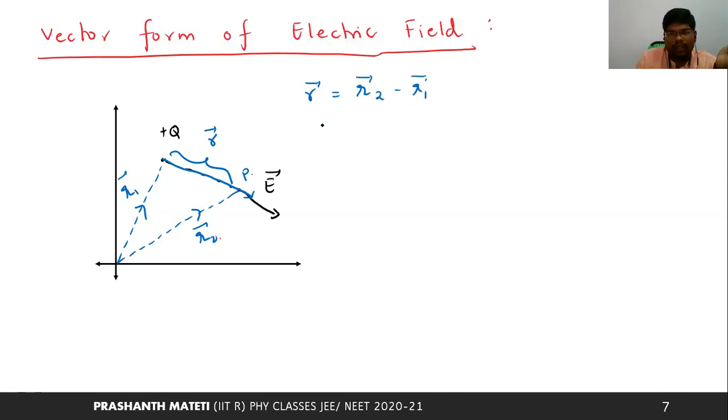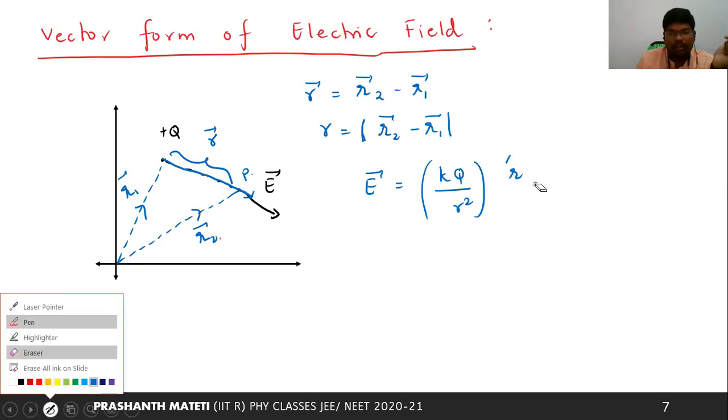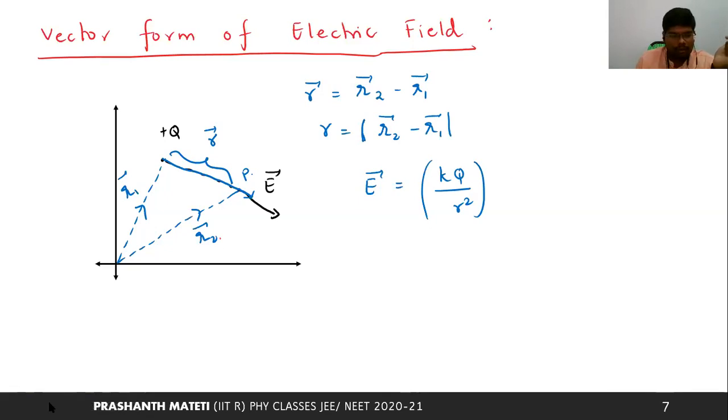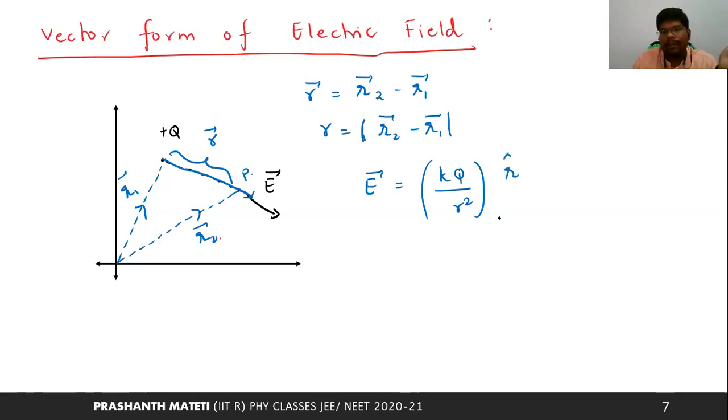So what is the distance r equal to? It is the mod value of r2 minus r1 vector. And now how do you write this field in vector notation? It is kq by r square, which is the magnitude. And what is the direction? It is in the direction of r cap. We are using a different notation here.